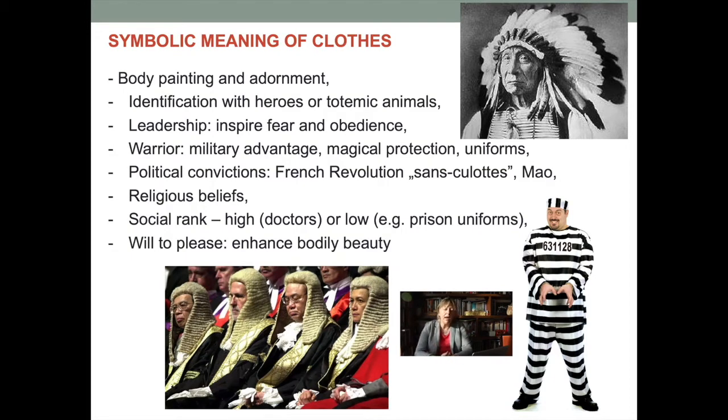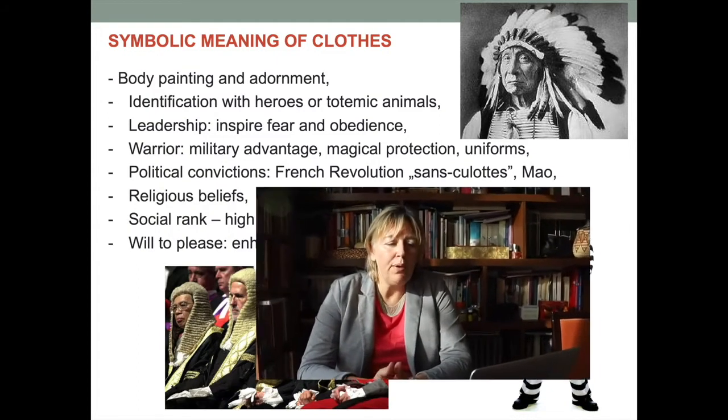Social rank. It could be high. For example, all kinds of professional uniforms of doctors and scientists and judges. Here we have a photograph showing English judges wearing very formalized traditional clothes with wigs. Or low social rank, like here we have a carnival version of a prison uniform. But prison uniforms were introduced to denote a low social rank in the prison. Also, the will to enhance bodily beauty and the will to please, but it is always influenced by the current ideal of what is beautiful, what is elegant, and even what is natural.